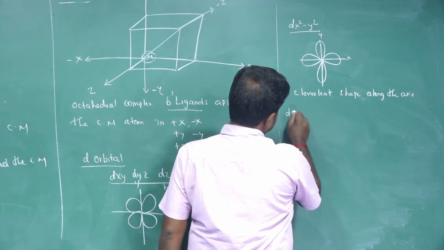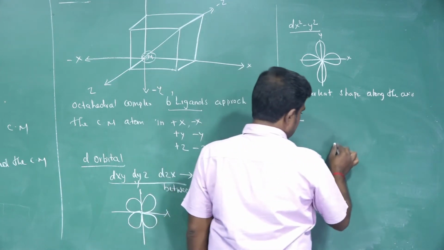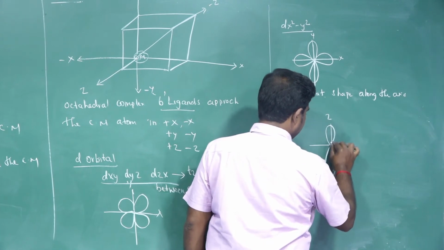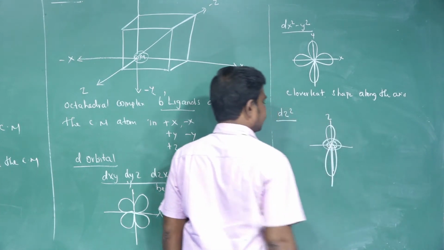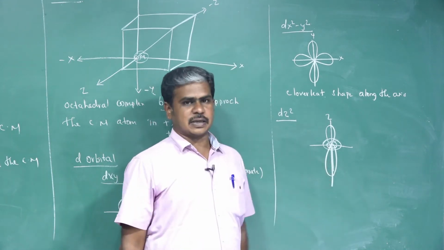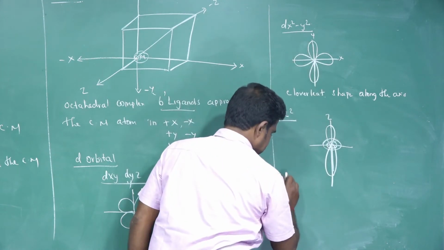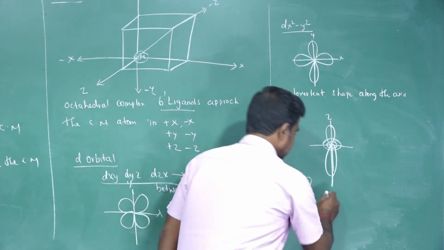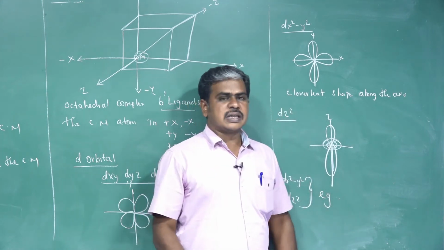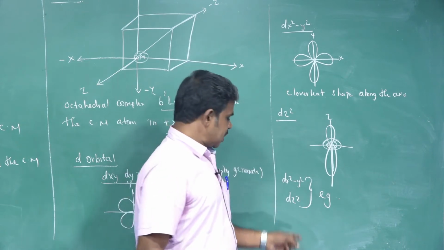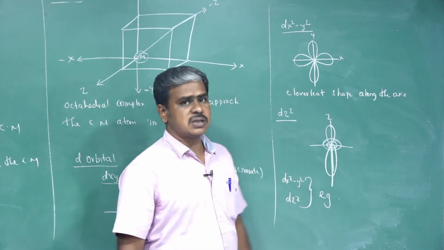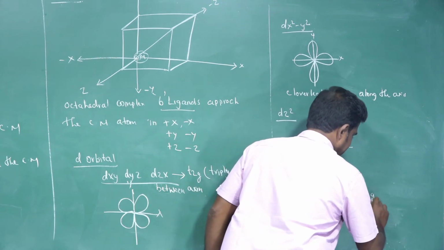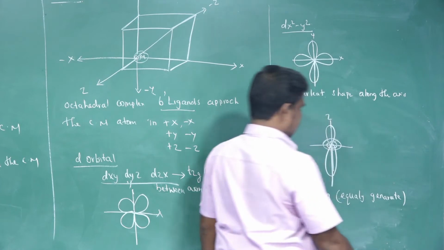Now we are taking the dz square orbital. Here it is along the z-axis, and it is a dumbbell with a doughnut at the center. So these dx square minus y square and dz square orbitals are considered as Eg orbitals in CFT. So in CFT, the d orbitals are considered as T2g and Eg. T2g means triply degenerate and Eg means doubly degenerate orbital.